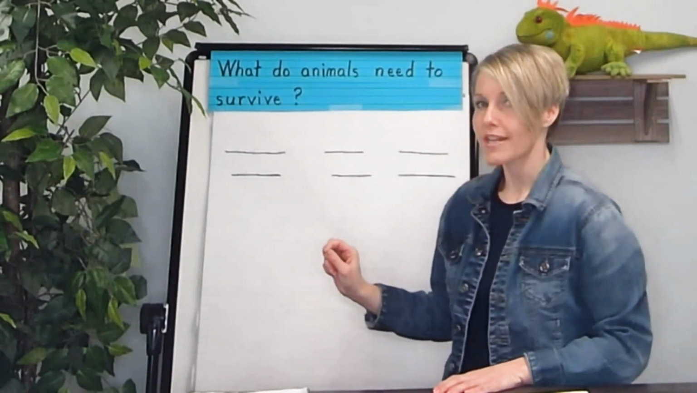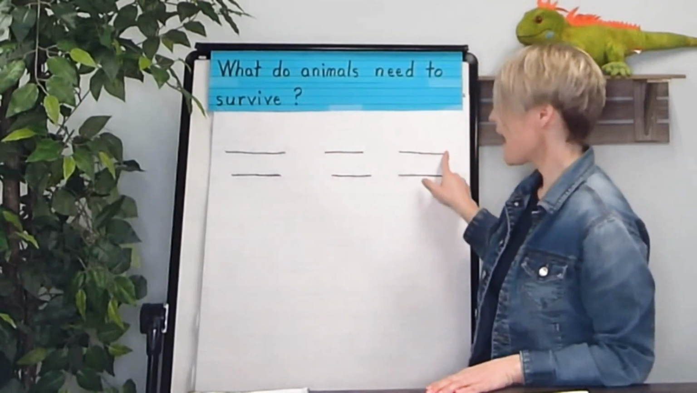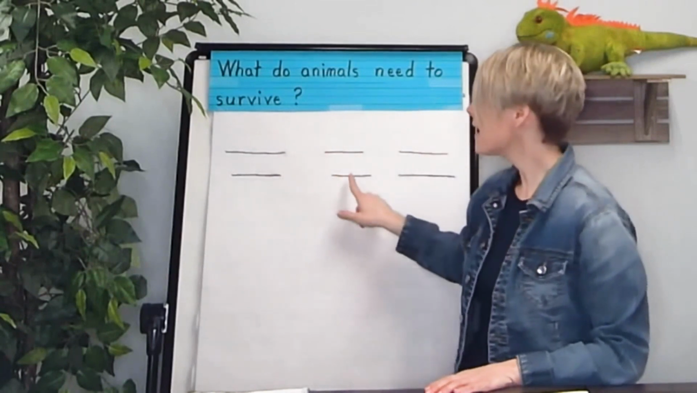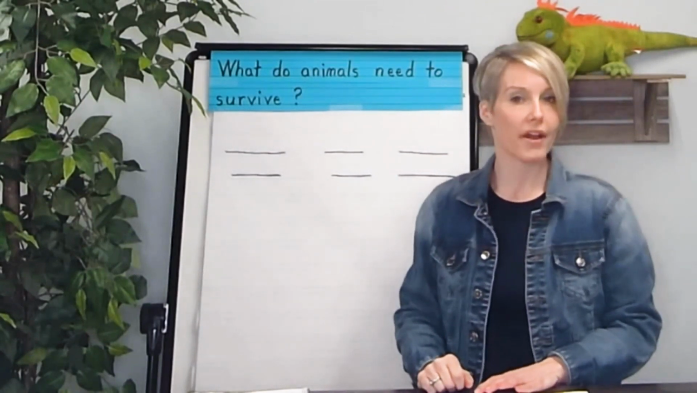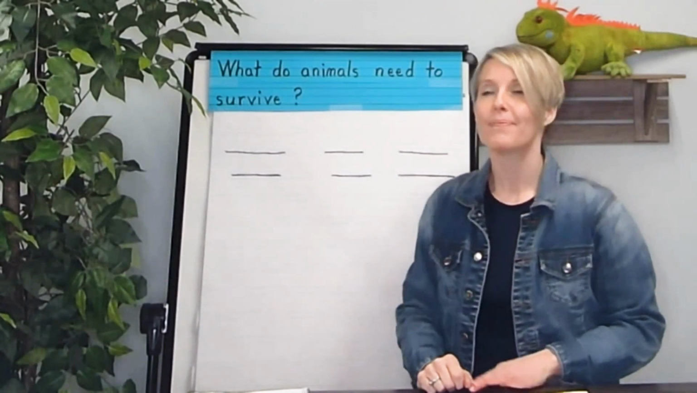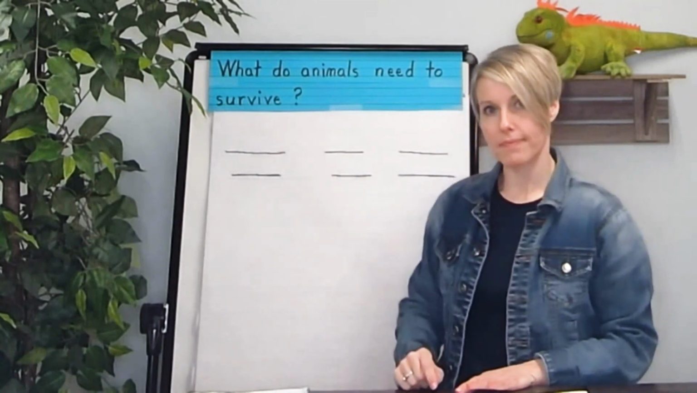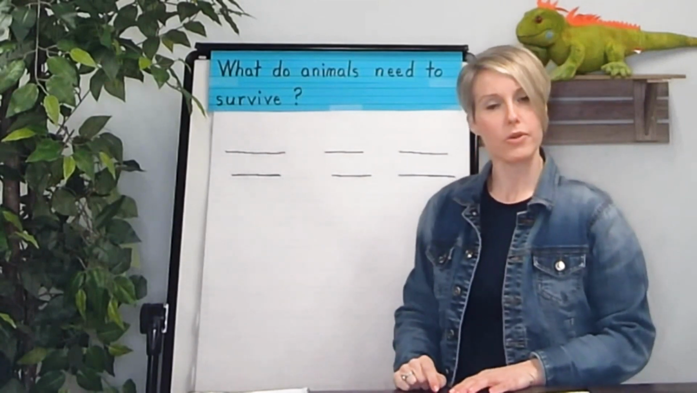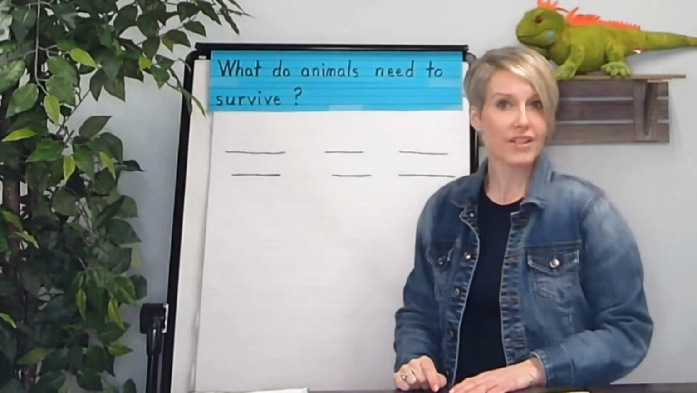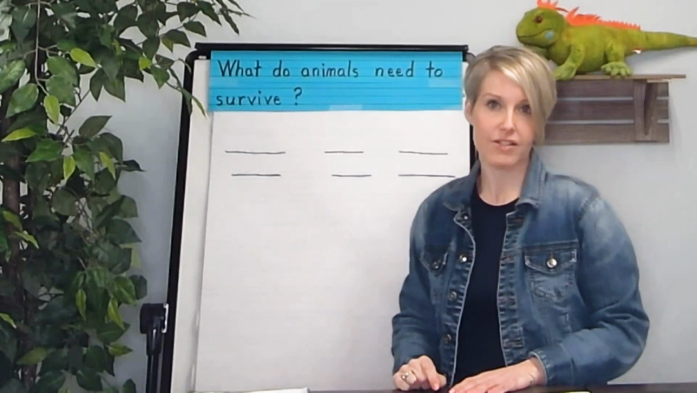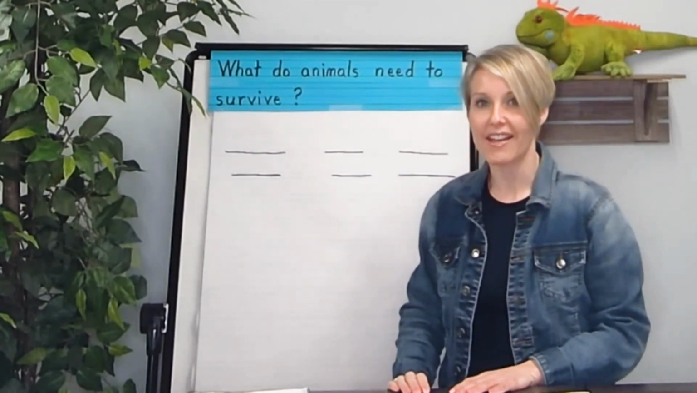Let's count the words in that sentence. Animals need air, food, and water. We have 6 lines, 1 for each word. The first word was animals. What is the first sound you hear in the word animals? What letter makes the sound? Do you know? You're right. It's the letter A.